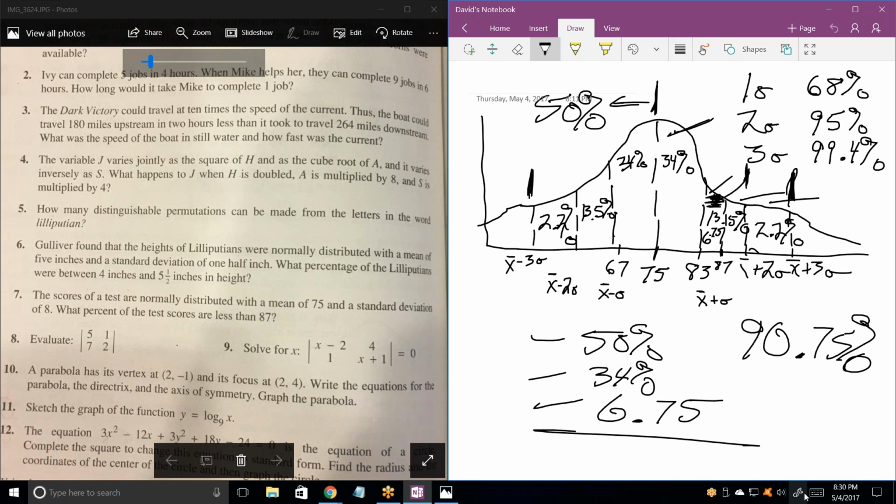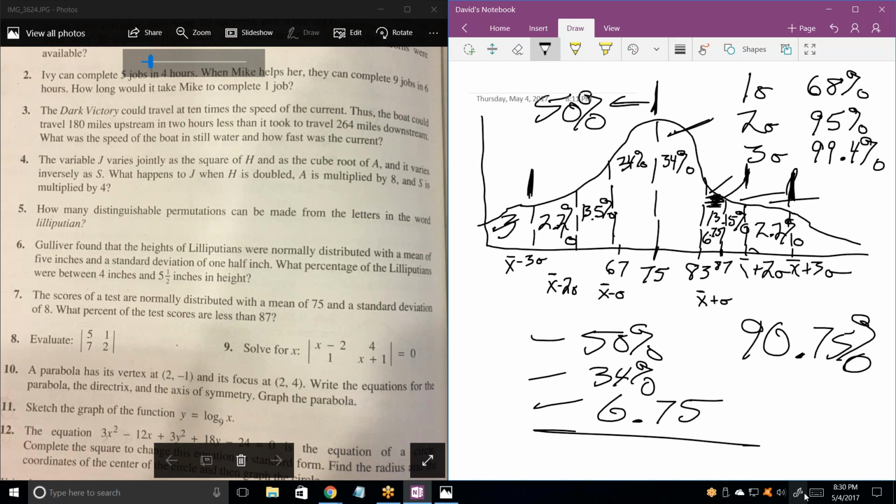When I was trying to do this, I was going to add up this 6.75% to 34, to 34, to 13.5, to 2.2, but then I got a tiny percentage over there that I don't really know what it is. But you do know what it is. It's like 0.3. Because I know that all of this area to the left of the mean has to add to 50%. And now it doesn't quite add to 50%. So why worry about what that is? Just start with 50% and add the other areas to it.